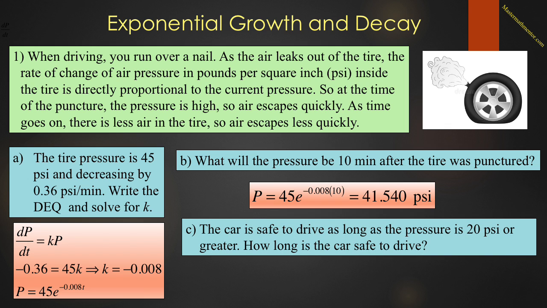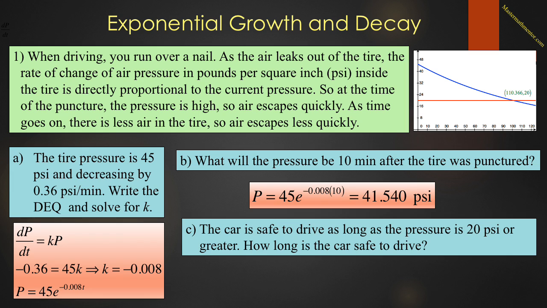Part C reads, the car is safe to drive as long as the pressure is 20 psi or greater. How long is the car safe to drive? If the graphing calculator is allowed on this problem, then it's easy. We simply graph our two equations, P equals 45e to the negative 0.008t, and P equals 20.